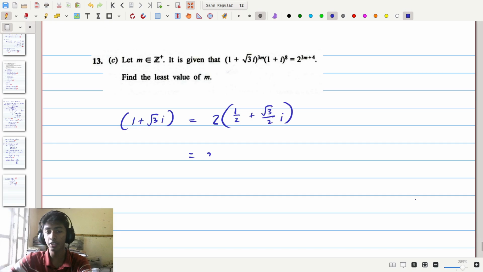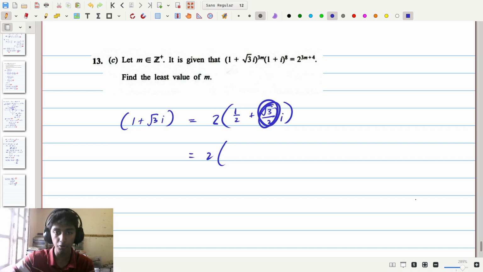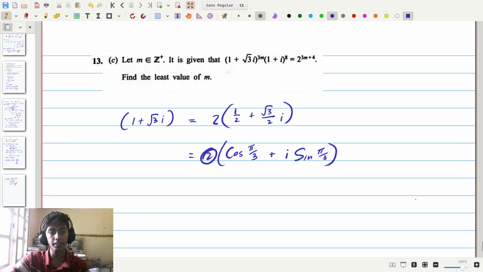Now, in order to express this part here in terms of cos theta and i sin theta, what we need to do is to realize that if you consider the cosine of pi by 3 and the sine of pi by 3, the cosine of pi by 3 is equal to half and the sine of pi by 3 is equal to the square root of 3 over 2. So therefore, this is in fact the cosine of pi by 3 plus i times the sine of pi by 3. So here we have the form where this is the modulus of the complex number and this right here is what we want, which is the cosine of some angle plus i times the sine of some angle.